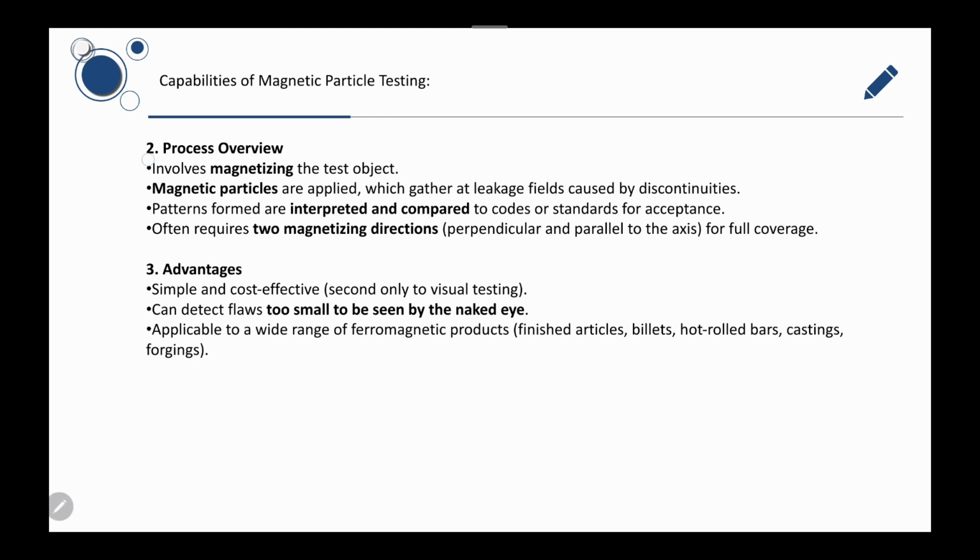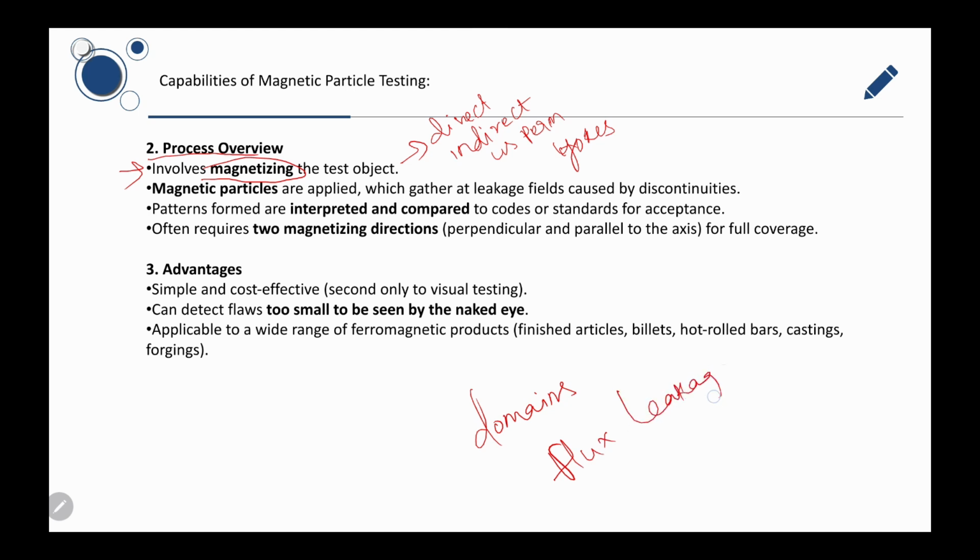The next topic is the process overview. The first step is to induce a magnetic field inside the part. This can be done in three ways: direct magnetization, indirect magnetization, or using permanent magnets or electromagnetic yokes. The goal is to align the magnetic domains so that the part is fully magnetized. When the part is magnetized, any crack or discontinuity will cause magnetic flux leakage at that spot. That is the first step.